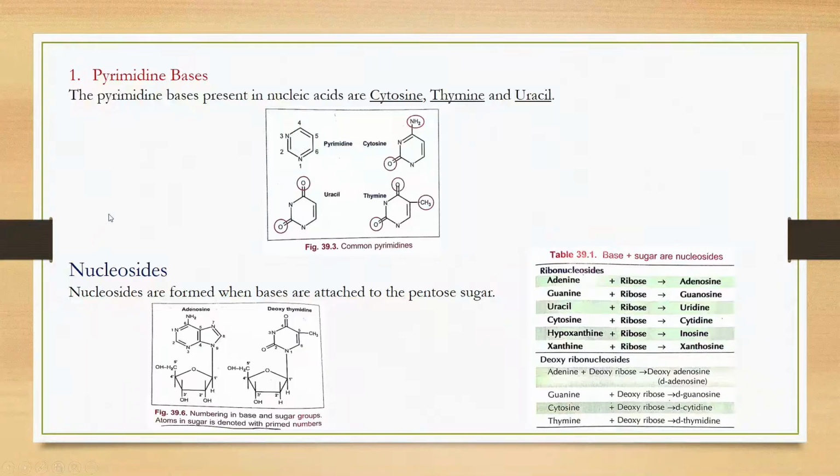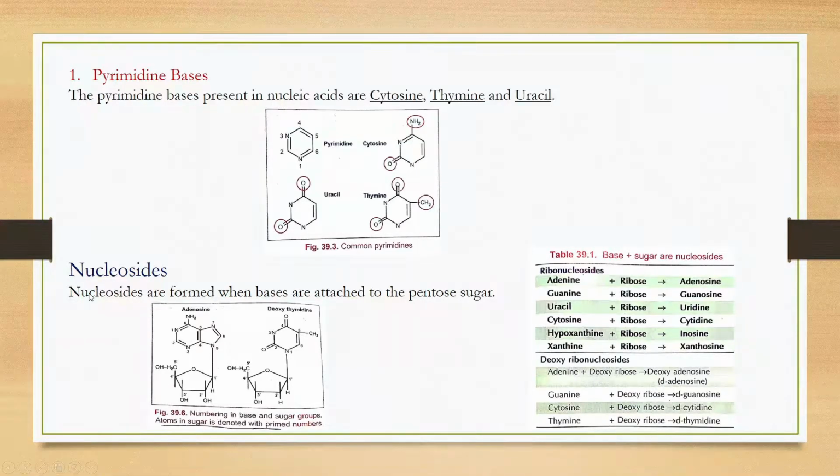Now, the pyrimidine bases. The pyrimidine bases present in nucleic acids are cytosine, thymine, and uracil. Cytosine is present in both DNA and RNA. Thymine is present in DNA, and in place of thymine, RNA has uracil. A few other modified pyrimidine bases like dihydrouracil and 5-methylcytosine are also found rarely in some types of RNA.